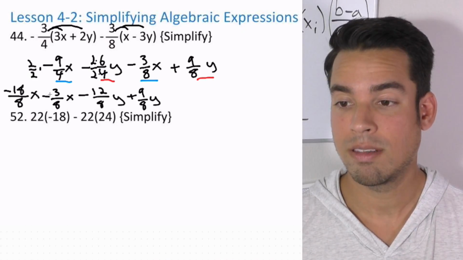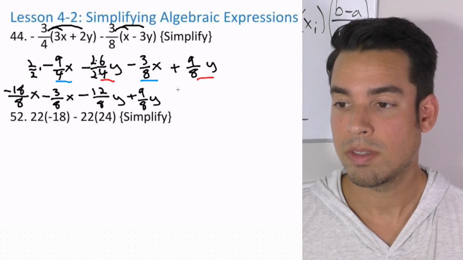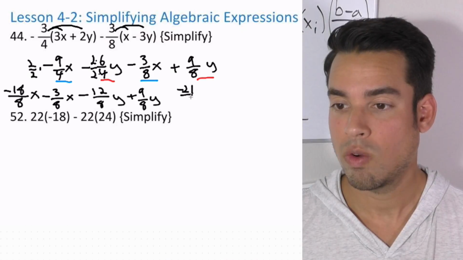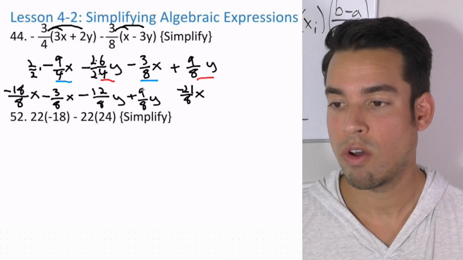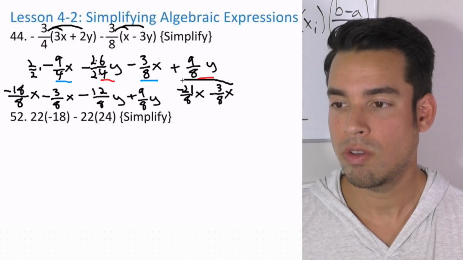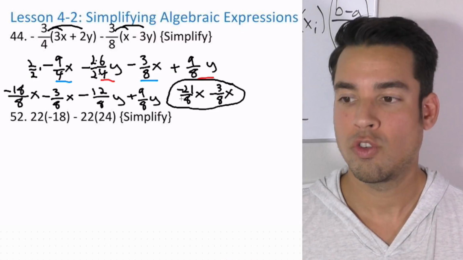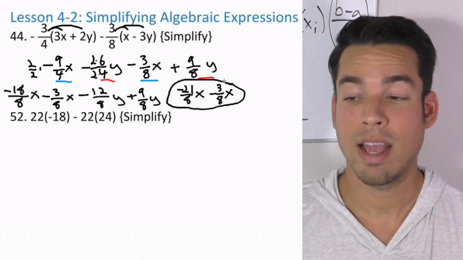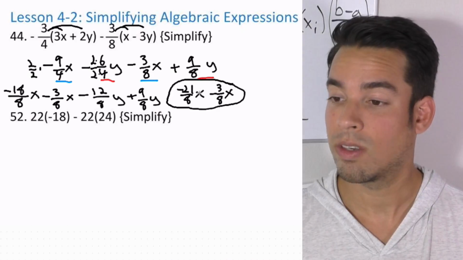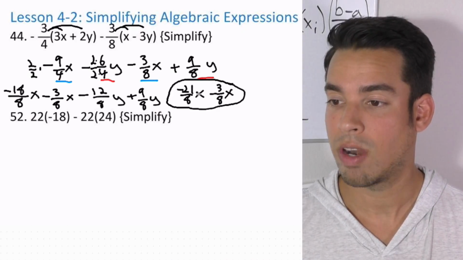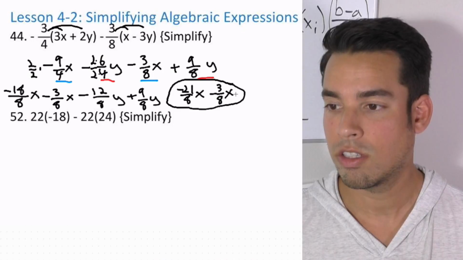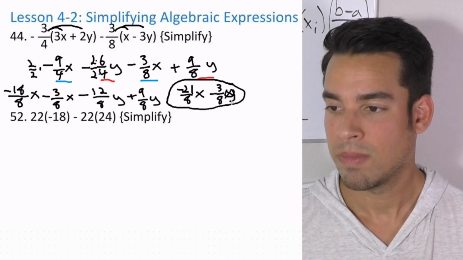-18 minus -3 becomes -21 over 8x. This guy combines to, we've got -12 and positive 9. That combines to -3/8 y. There is our final answer. If you want to turn that -21/8 into 2 and 5/8, you can, if they're asking for this to be a mixed number, not an improper fraction. Otherwise, this is pretty good. Oh, and sorry, this is supposed to be a y, not an x. That's supposed to be a y.